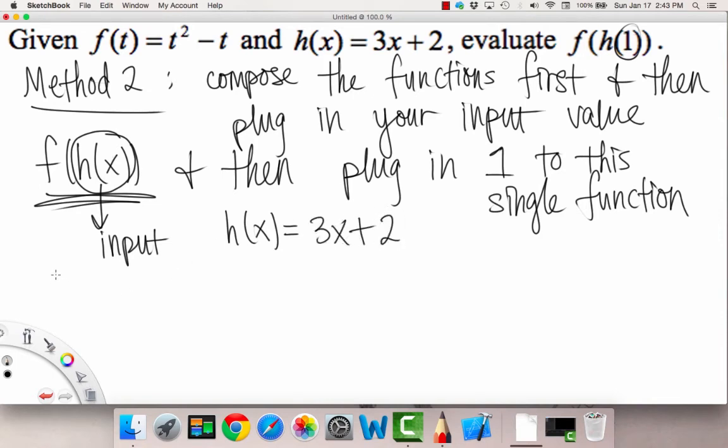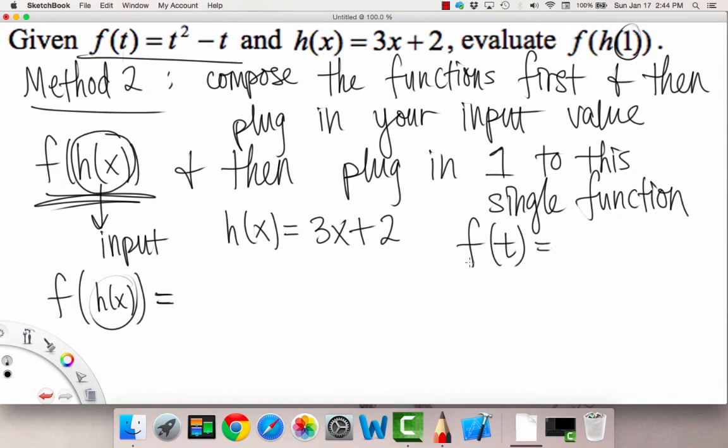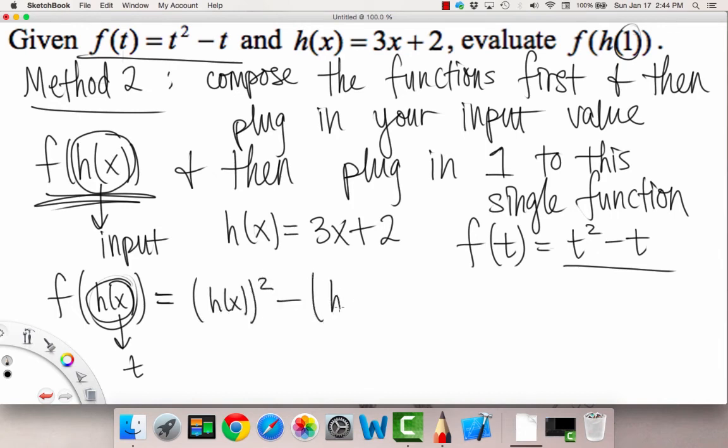So what we're going to do is actually plug this in. So f of h of x, we're going to consider h of x our input, okay? And this is going to be equal to what? If we stick an h of x wherever we see a t up here, because t is our input. That's the same thing here. I'll just write it down here so we can see it closer. So f of t is given as t squared minus t, okay? So if now I have an h of x in for the t spot, then that means I have to plug in h of x wherever I see a t on the right-hand side. So this would give us h of x squared minus an h of x.